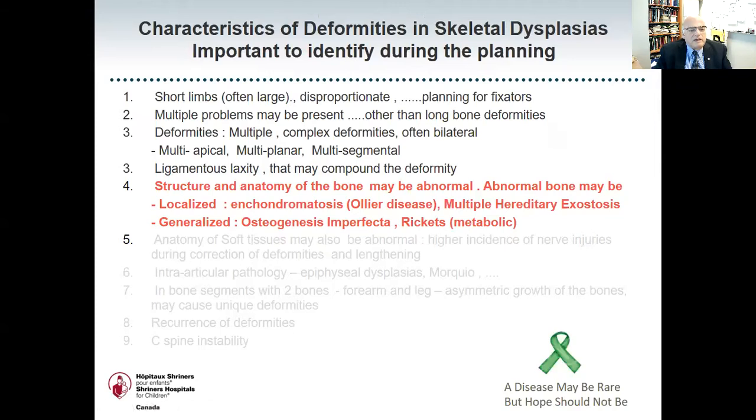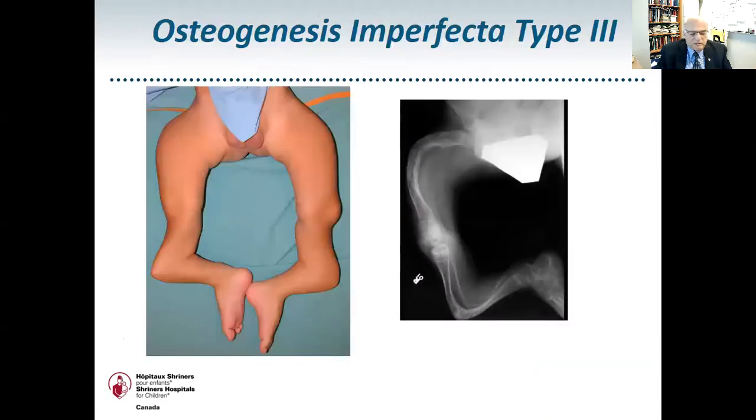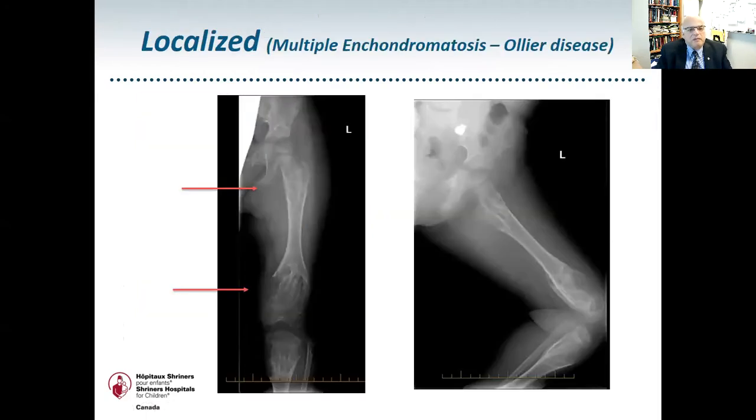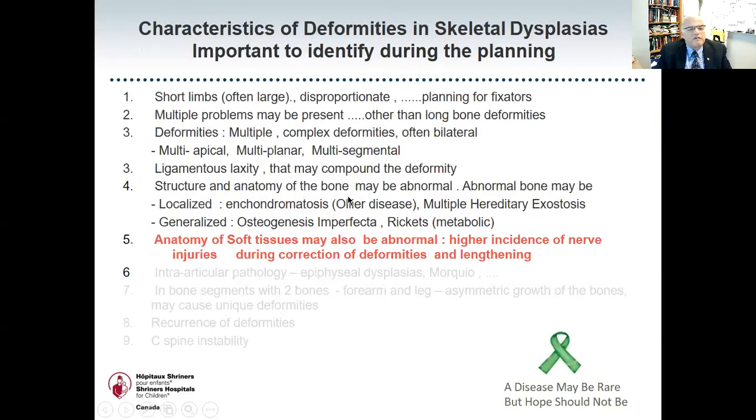The next characteristic is that the structure of the bone is abnormal. This abnormality may be localized or it can be generalized. For example, this patient has osteogenesis imperfecta. We're going to go into more detail on this in the second part, but this patient presents with a generalized bony abnormality. On the other hand, there are certain conditions that may have only a localized abnormality. This is multiple enchondromatosis, and you can see the proximal and the distal parts of the bone are affected.